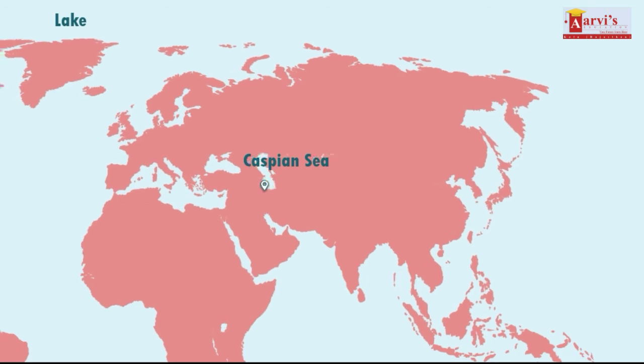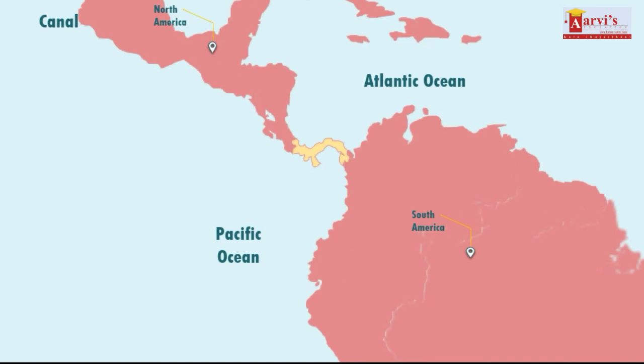Canal. A canal is an artificial waterway constructed to allow the passage of boats and ships inland or to convey water for irrigation. The Panama Canal is a waterway between the Atlantic Ocean and the Pacific Ocean.